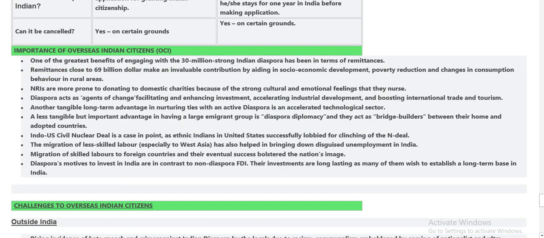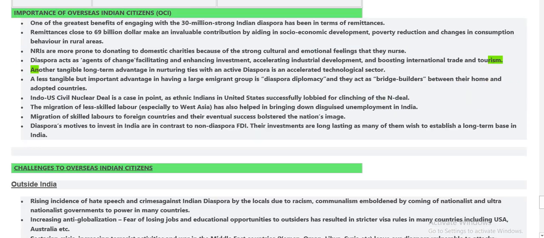One of the greatest benefits of engaging with the 30 million strong Indian diaspora has been in terms of remittances. Remittances close to $69 billion make an invaluable contribution by aiding in socio-economic development, poverty reduction and changes in consumption behavior in rural areas. NRIs are more prone to donating to domestic charities because of the strong cultural and emotional feelings that they nurse.